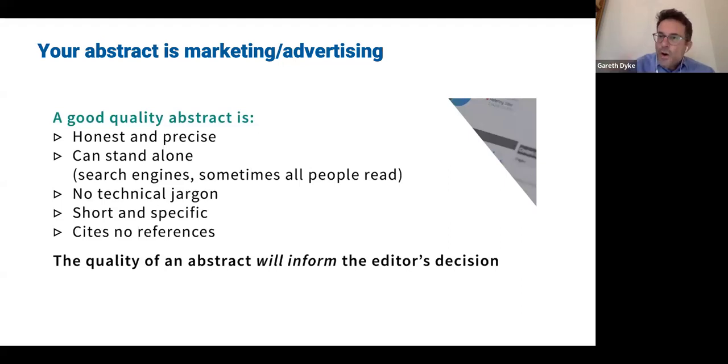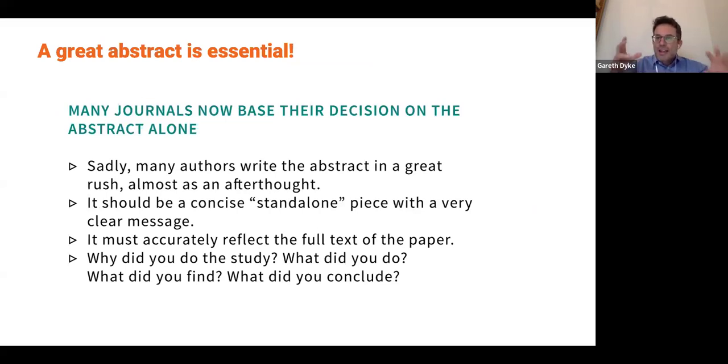The quality of your title and your abstract will inform your editor's decision about what to do with the study, whether to send it out for peer review or not. Remember editorial triage. Many high impact factor journals reject lots of papers before peer review. So keep that in mind. A great abstract is essential, but sadly, many authors write their abstracts in a great rush, almost as an afterthought.